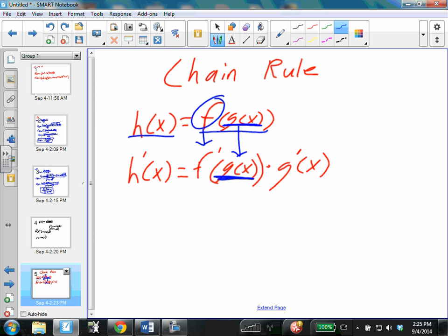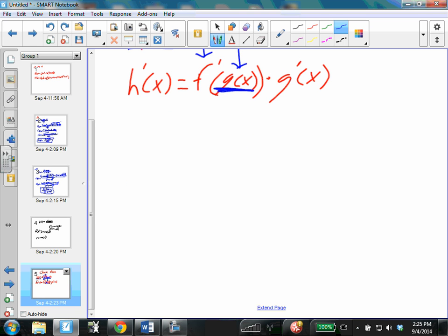And this is important because what actually happens when you have a function inside of another function is it affects the way that a function changes, or the way that the slope changes on a function, okay? And a good example of this would be, let me just give you a simple example.